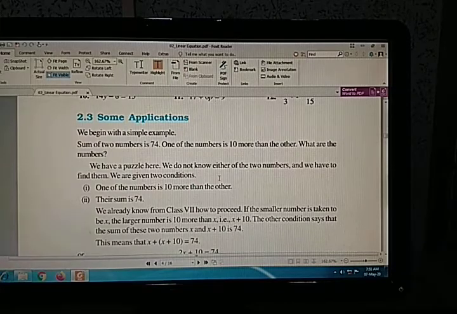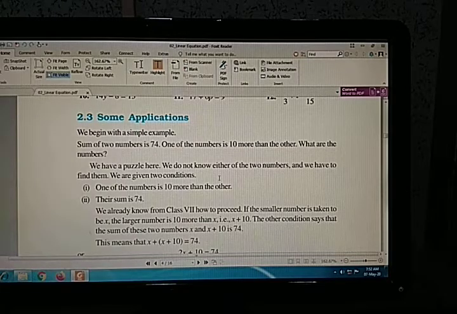Hello everyone. Today in this video we'll be discussing some of the applications of linear equations in one variable. These applications are basically some of the uses of these linear equations in one variable in case of word problems. Say if you are given a word problem and you are required to find out the solution of that problem, then we can apply this linear equation in one variable.